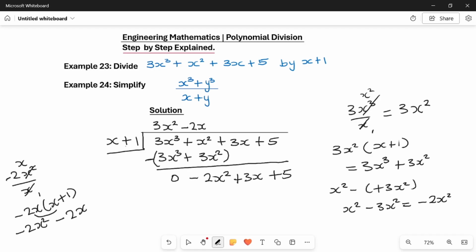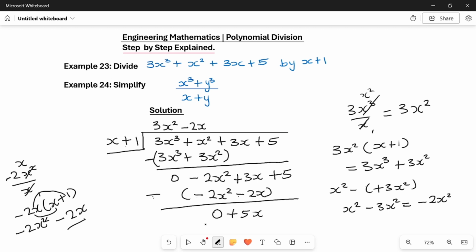So minus 2x squared times x will give us minus 2x squared, and minus 2x times 1 will give us minus 2x. So we'll write it down here. Minus 2x squared minus 2x. So we'll subtract everything here. You can put this in the bracket if you like. So this now, minus times minus become plus. So it will be minus 2x squared plus 2x squared, which will give us 0. Minus times minus again will become plus. So it will be plus 3x plus 2x, which will give us plus 5x. Then bring down your plus 5. Very simple, right?